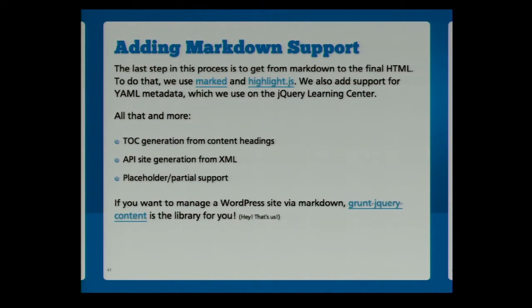But as I said, we actually want to use Markdown, not HTML. So the last step in this process is going through all of that content transformation. So we use Marked and Highlight.js to convert from Markdown into the final HTML that will then get passed to Grunt WordPress. We also add in a couple extra features. Adam likes to be different and use YAML instead of JSON, so we have YAML support for all the metadata. We can also generate the table of contents from all the headings in the page, so if you go to the jQuery UI upgrade guides, the table of contents at the top are all auto-generated. We do the API site generation through XML files, which is a whole other talk.